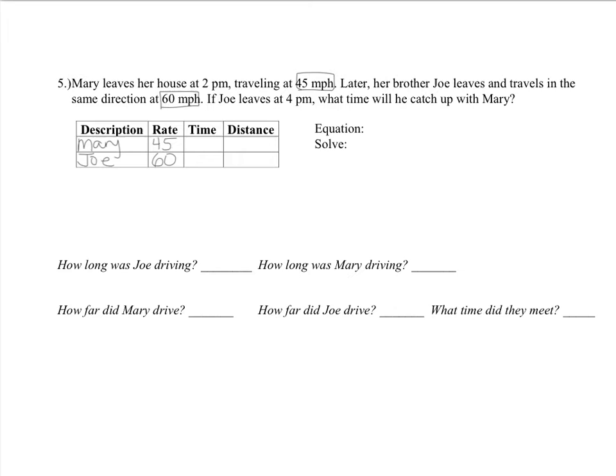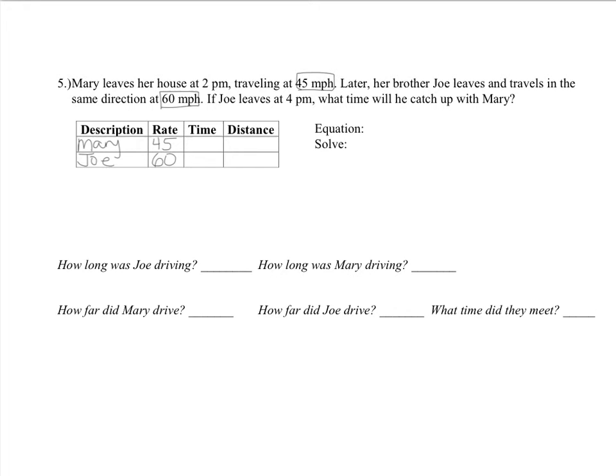Now, time. Time is not the time of day. We are not going to put 2 p.m. for Mary, and we're not going to put 4 p.m. for Joe. Time is how long they've been traveling, right? We don't know how long they've been traveling, but we know Mary left at 2 p.m., and we know Joe left after her at 4 p.m.